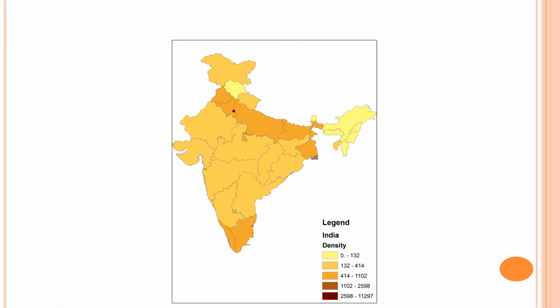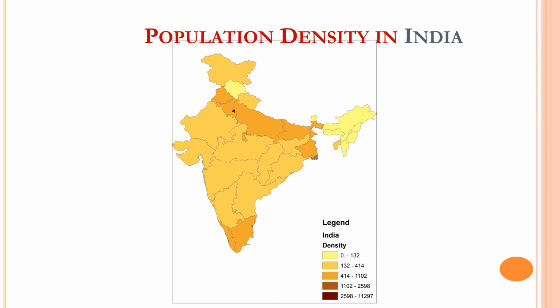Now this is a map of India showing population density. These are the regions from 0 to 132, 132 to 444, and then higher ranges up to 1100. Most of India has a population density of around 0 to 132 overall.